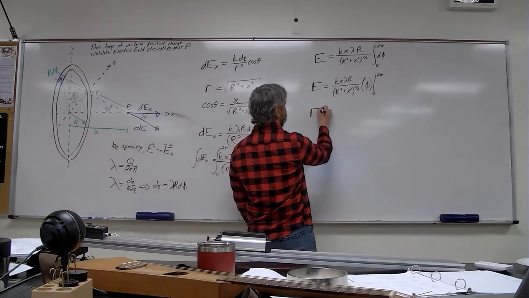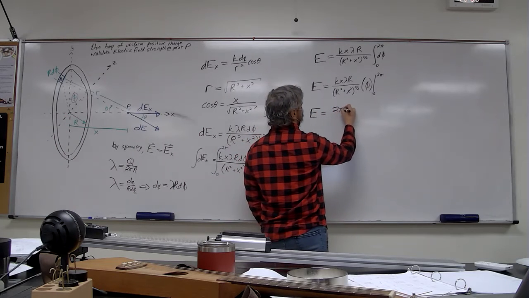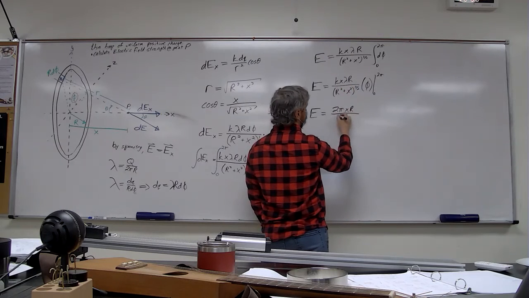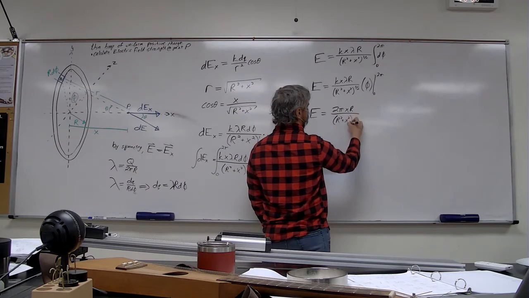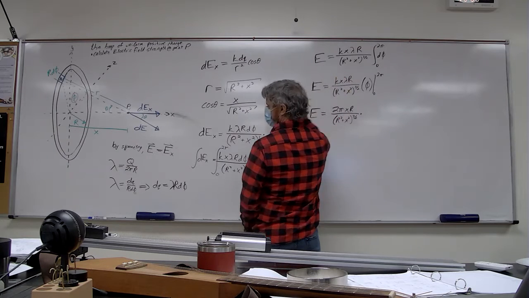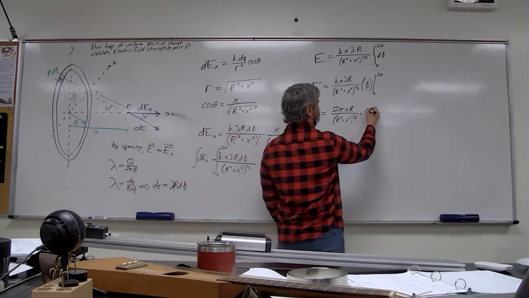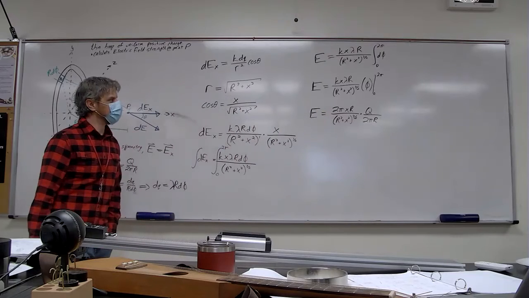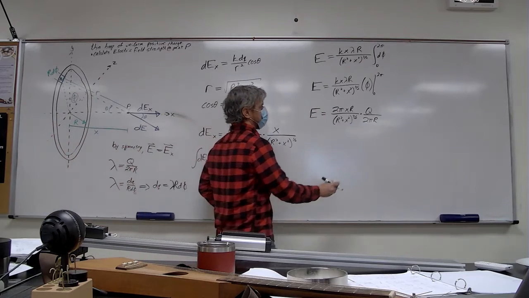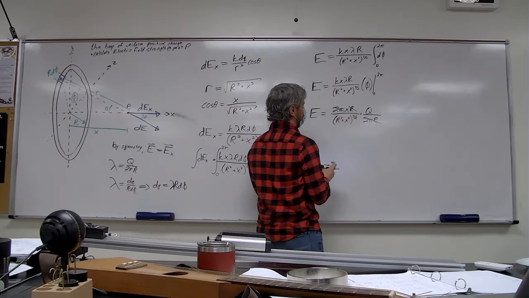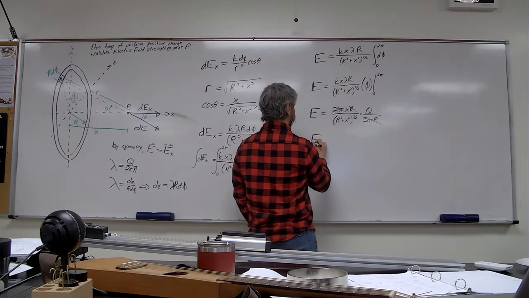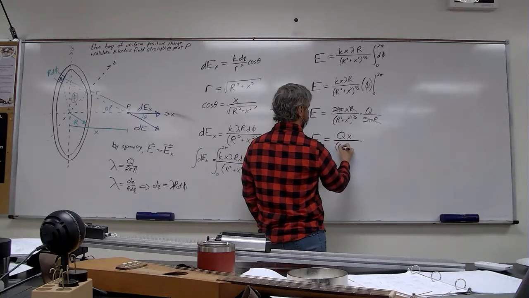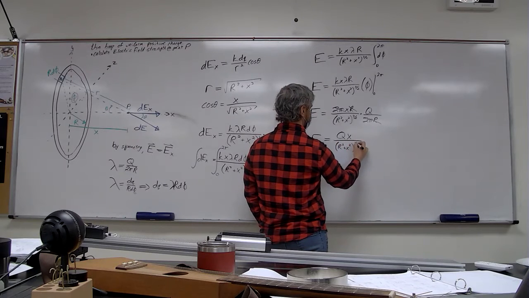Right. So the electric field is going to be 2 pi k x r, and I'm going to plug in the expression for the charge density, lambda equals q over 2 pi r, over r squared plus x squared to the 3 halves. Notice that things simplify whenever we plug in the charge density, right? 2 pi r cancels out. So it's going to be k q x over r squared plus x squared to the 3 halves.